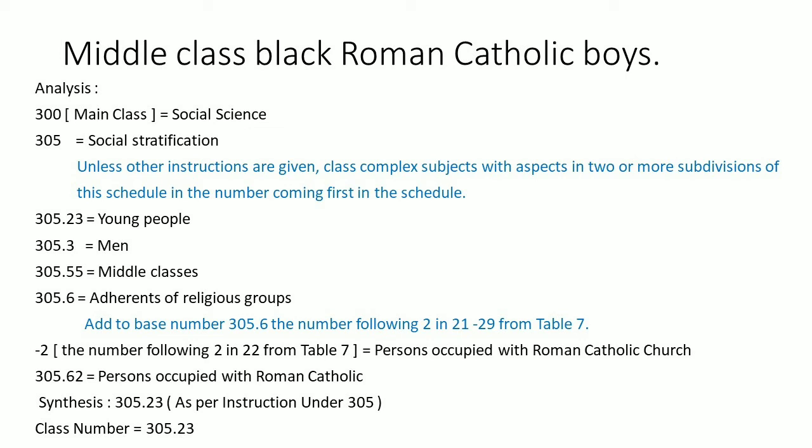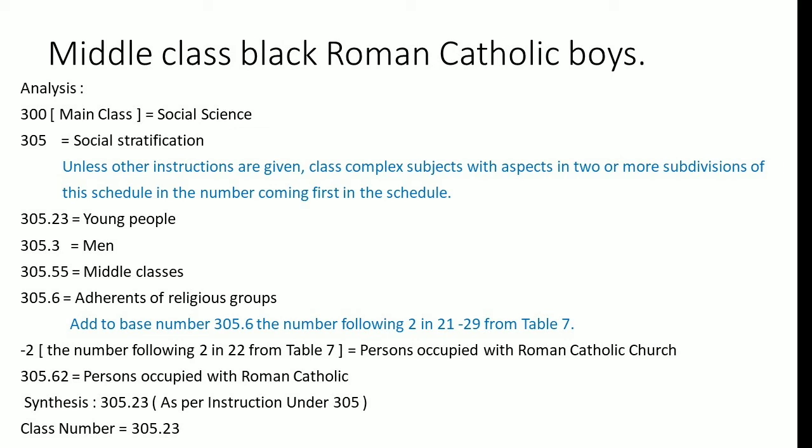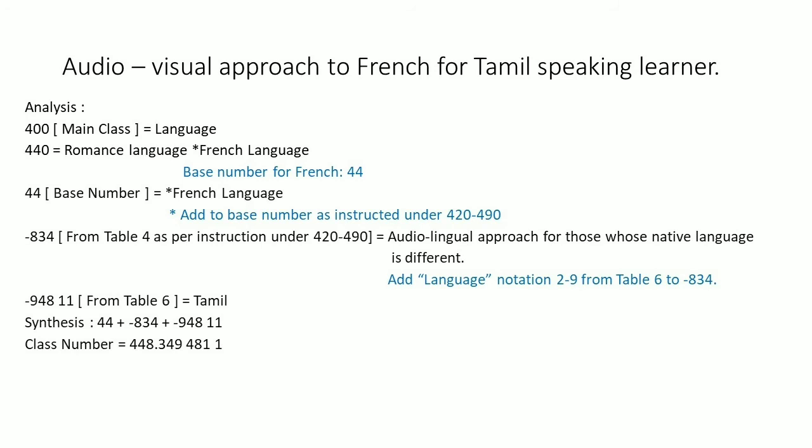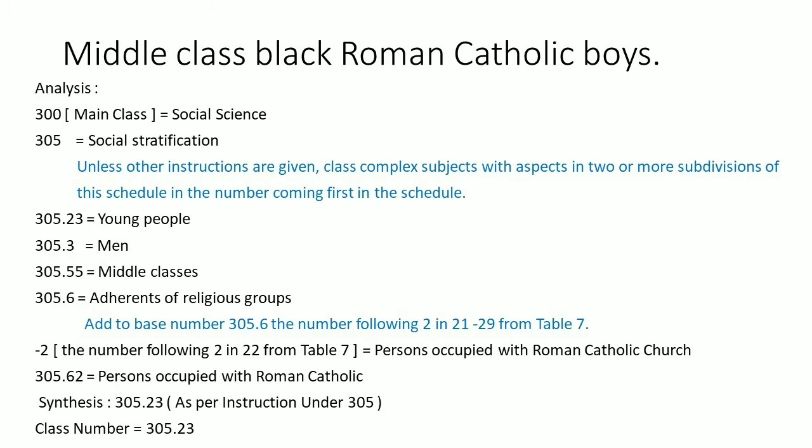In the previous case there was an instruction. In that case there was an instruction to add this number. That's why I added all the notation together and made a class number. But in this case there is no instruction in the schedule to add those particular numbers.